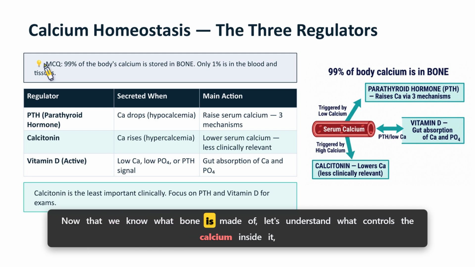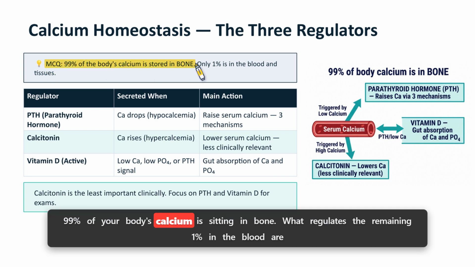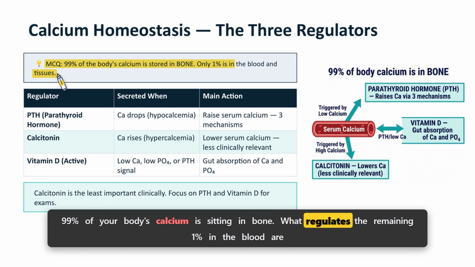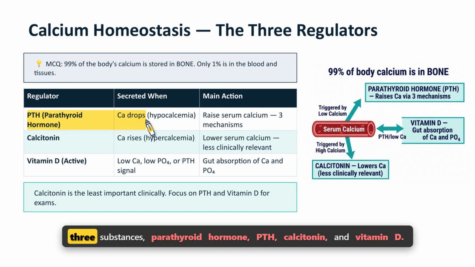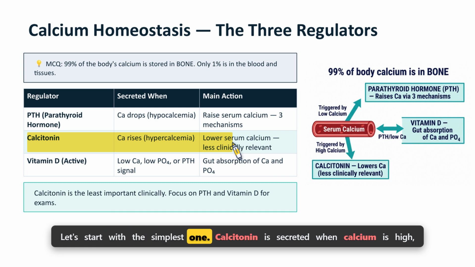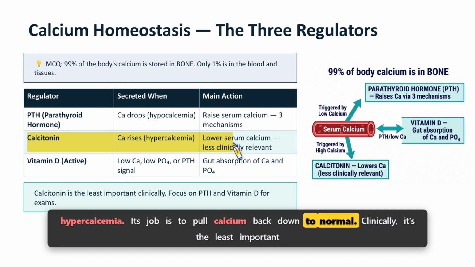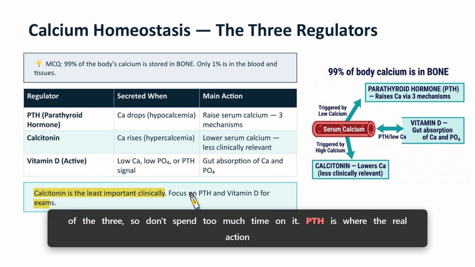Now that we know what bone is made of, let's understand what controls the calcium inside it, because that's where the whole story of metabolic bone disease begins. 99% of your body's calcium is sitting in bone. What regulates the remaining 1% in the blood are three substances: parathyroid hormone, PTH, calcitonin, and vitamin D. Let's start with the simplest one. Calcitonin is secreted when calcium is high, hypercalcemia. Its job is to pull calcium back down to normal. Clinically, it's the least important of the three, so don't spend too much time on it.